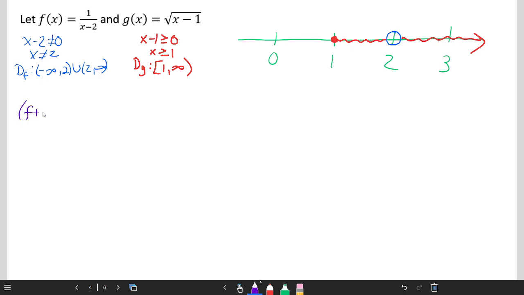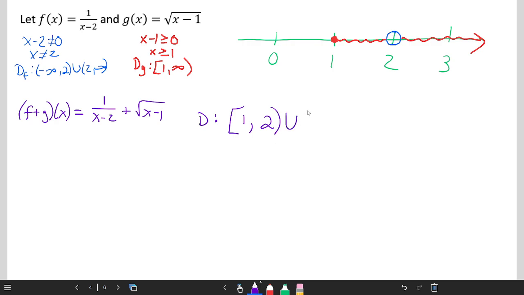So for F plus G, which would be this function, the domain is going to be this set that we just graphed here. So 1 is included. We go right up until 2, but we skip over that, and then we go forever to the right.